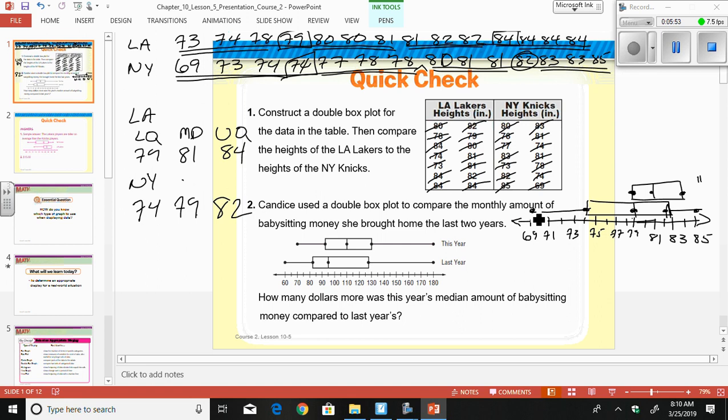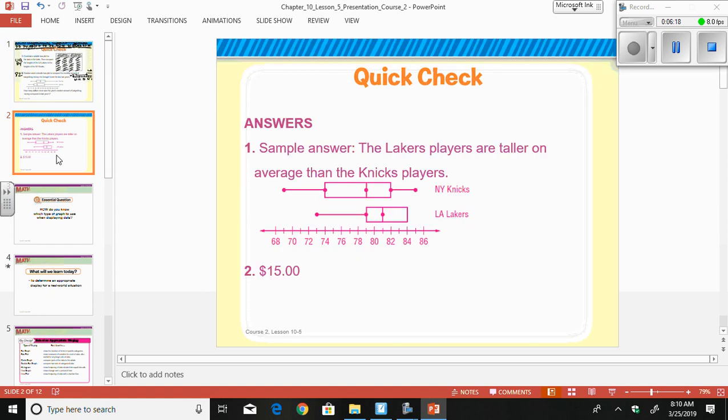Okay. And now compare the heights of the LA Lakers to the heights of the New York Knicks. So this was New York, this was LA. We can say that New York has a greater range in height, and we can say that LA is more consistent in height. Overall, I would say that the LA Lakers are taller on average. Let's see what they say exactly. The Lakers players are taller on average than the Knicks players.